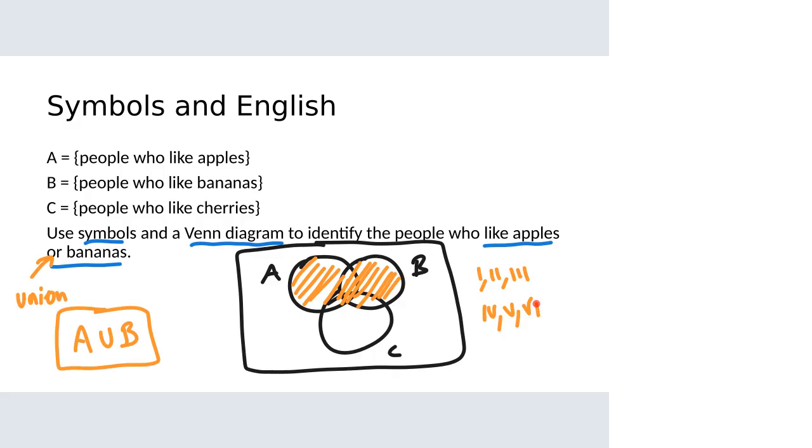And everything in A joined with everything in B. Some of them like cherries, some of them don't. Doesn't matter. We know that anybody who's shaded in there likes apples or bananas. They might like both. Okay, then you'd be in the overlap. If you only like apples, then you're not in the overlap. If you only like bananas, you're not in the overlap, but you're still a part of apples or bananas. Let me know if you have any questions before we look at one more.